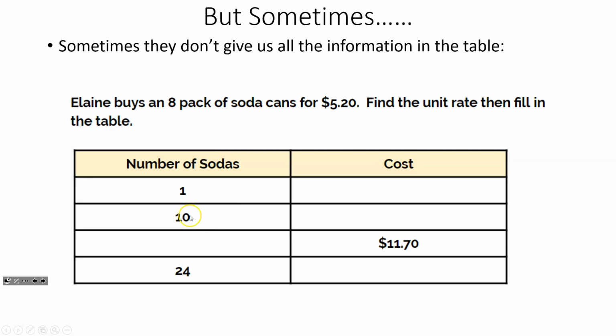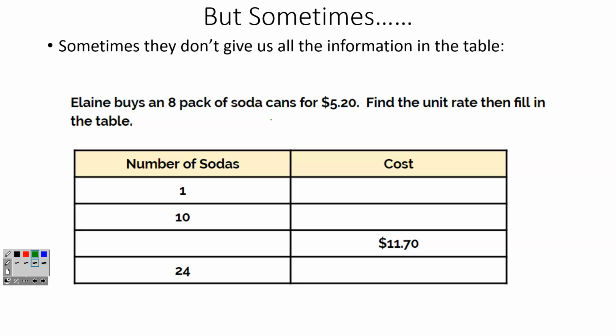Okay, so sometimes they don't give us all the information that we need. Elaine buys an 8-pack of soda for $5.20. Find the unit rate, then fill in the table. So I need to find out how much per one is. So this one doesn't necessarily tell us how to do it. So we're looking for cost per soda.